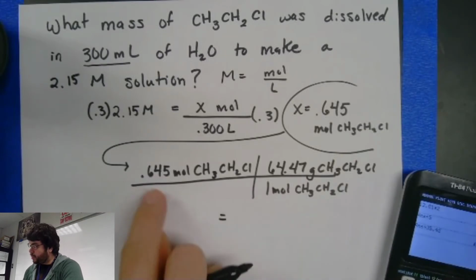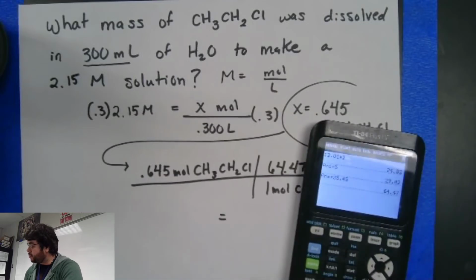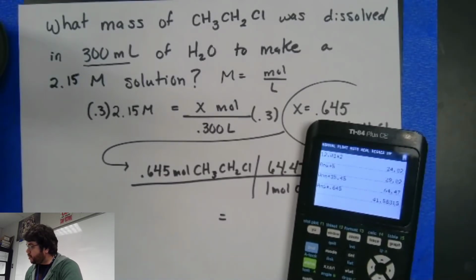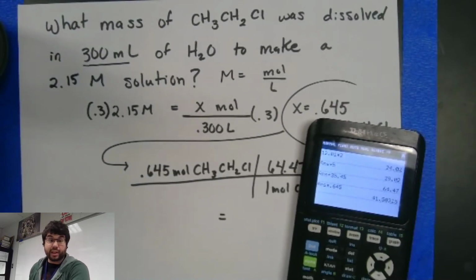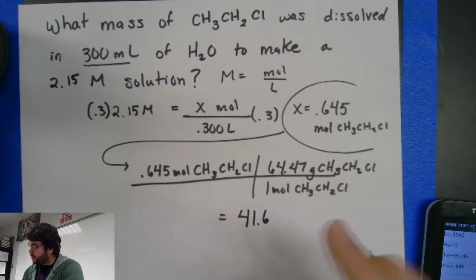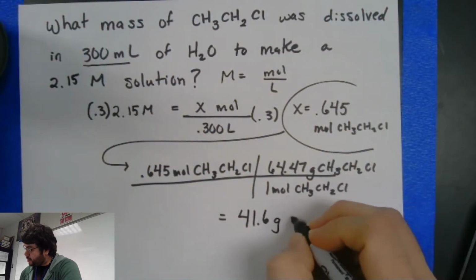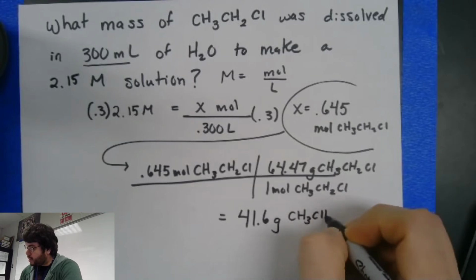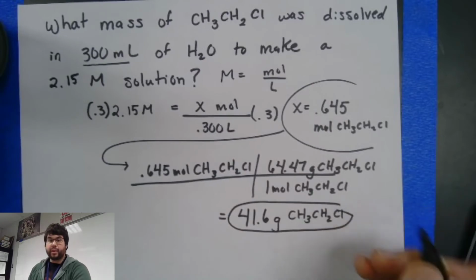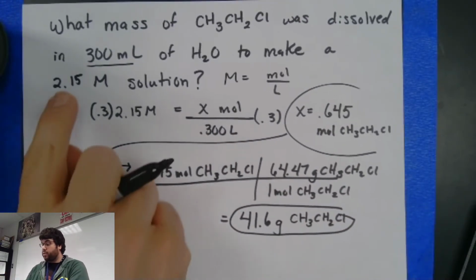Okay, so 0.645 times the molar mass, 64.47. And I get 41.6. We got 3 sig figs there. 41.6 grams of CH3CH2Cl.